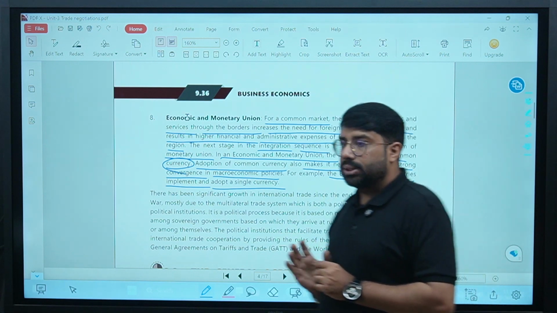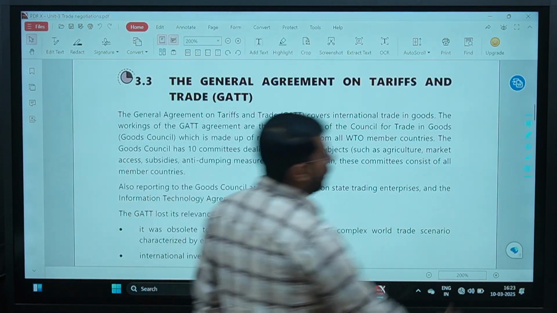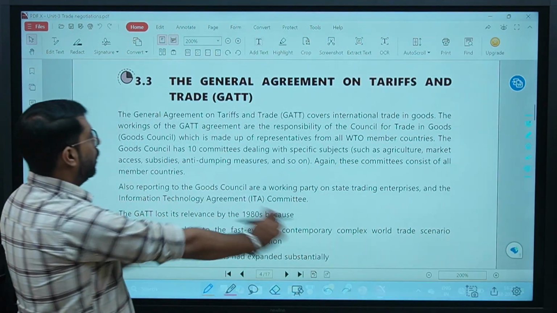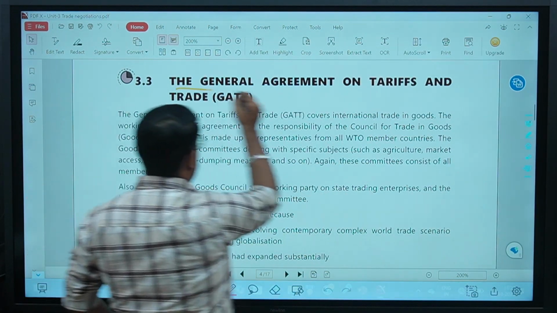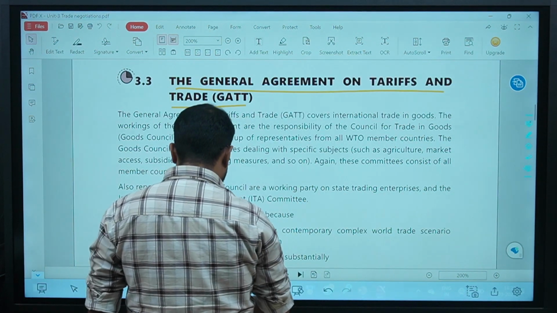So that was the last RTA we had studied. Correct? Okay, well, so this is about the GATT, that is the General Agreement on Tariffs and Trade.